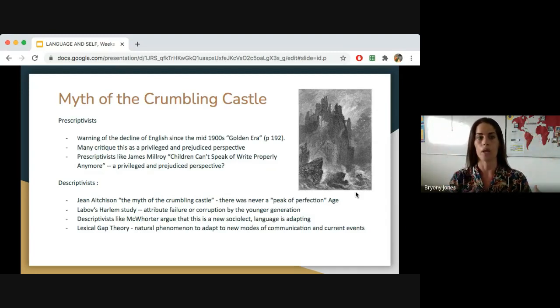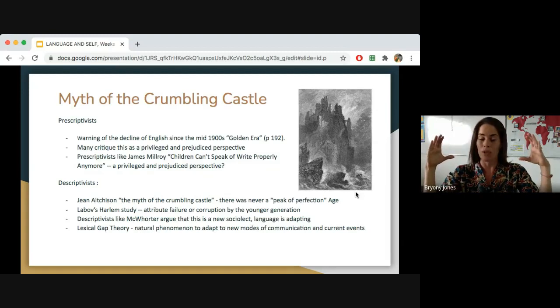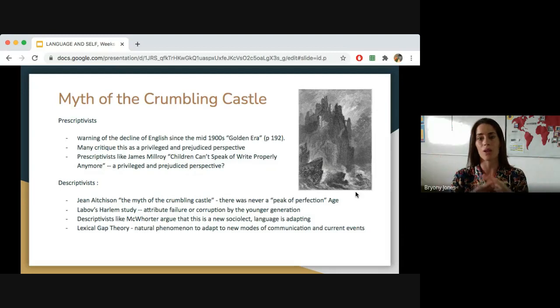Now, the descriptivist, and one example is this woman, Jean Aitchison. You don't need to remember this, but I think it might be helpful for you to remember this idea of the myth of the crumbling castle. So she says, look, there was never a perfect peak golden age. It didn't exist. We just liked the idea of it because it created a standard of what was superior, and it made people who were superior feel even more superior and maintain the status quo of superiority and inferiority. But she's saying, and a lot of descriptivists say, there was never a castle to start with, okay? So if there was never a castle to start with, it's not actually crumbling.